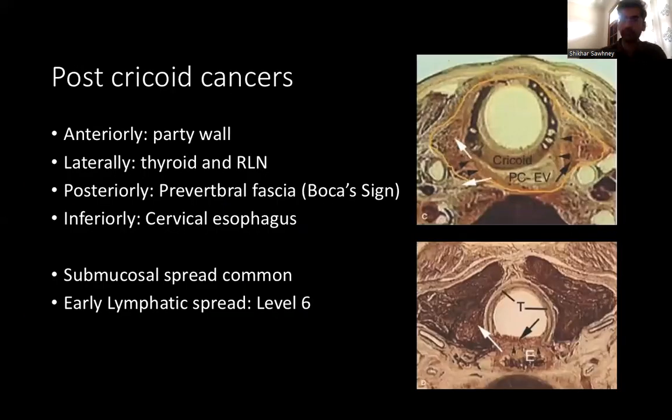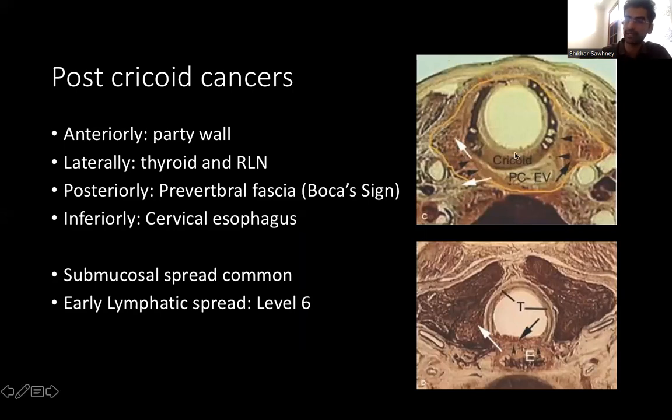Post-cricoid cancers, again, are very bad cancers to have. These are two sections. This is a section of the larynx through the mid-post-cricoid area, and this is a section just inferior to it, in the inferior part of the post-cricoid area. So imagine a tumor here. This is the cricoid cartilage. Imagine a tumor in the post-cricoid area here. It can grow anteriorly and involve the party wall between the trachea and the esophagus. It can grow laterally and straight away involve the thyroid gland and the recurrent laryngeal nerve as well, and may even cause bilateral recurrent laryngeal nerve palsy. Posteriorly, these tumors can go into the prevertebral fascia and may lead to what is clinically called Boca's sign.